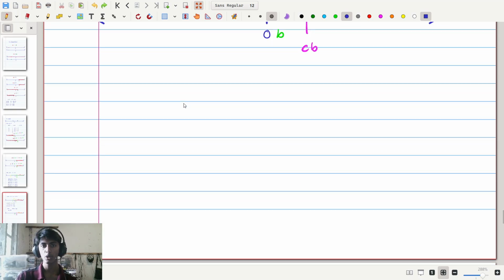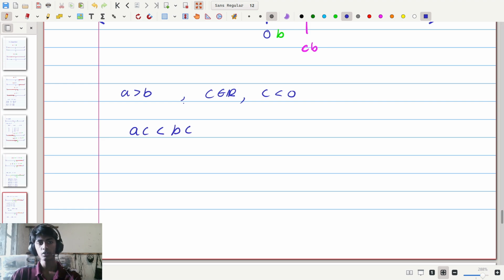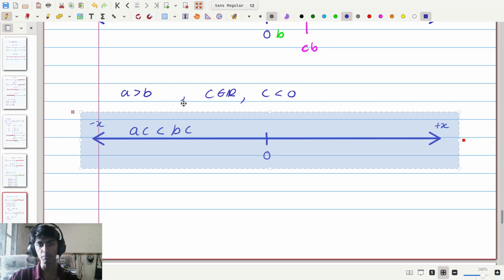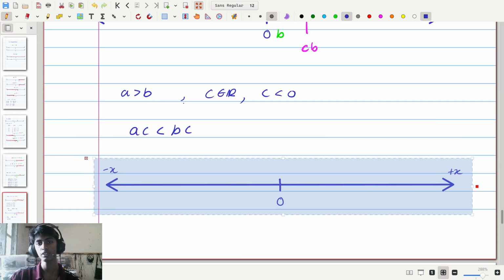So we have that. Where this doesn't work is when C is negative. If we have A greater than B and C an element of the real numbers but C less than 0, in this case what we can infer is that AC is less than BC. So you might notice here we are flipping the sign. Why are we flipping the sign? Because of this fact: a negative number reverses the number line.